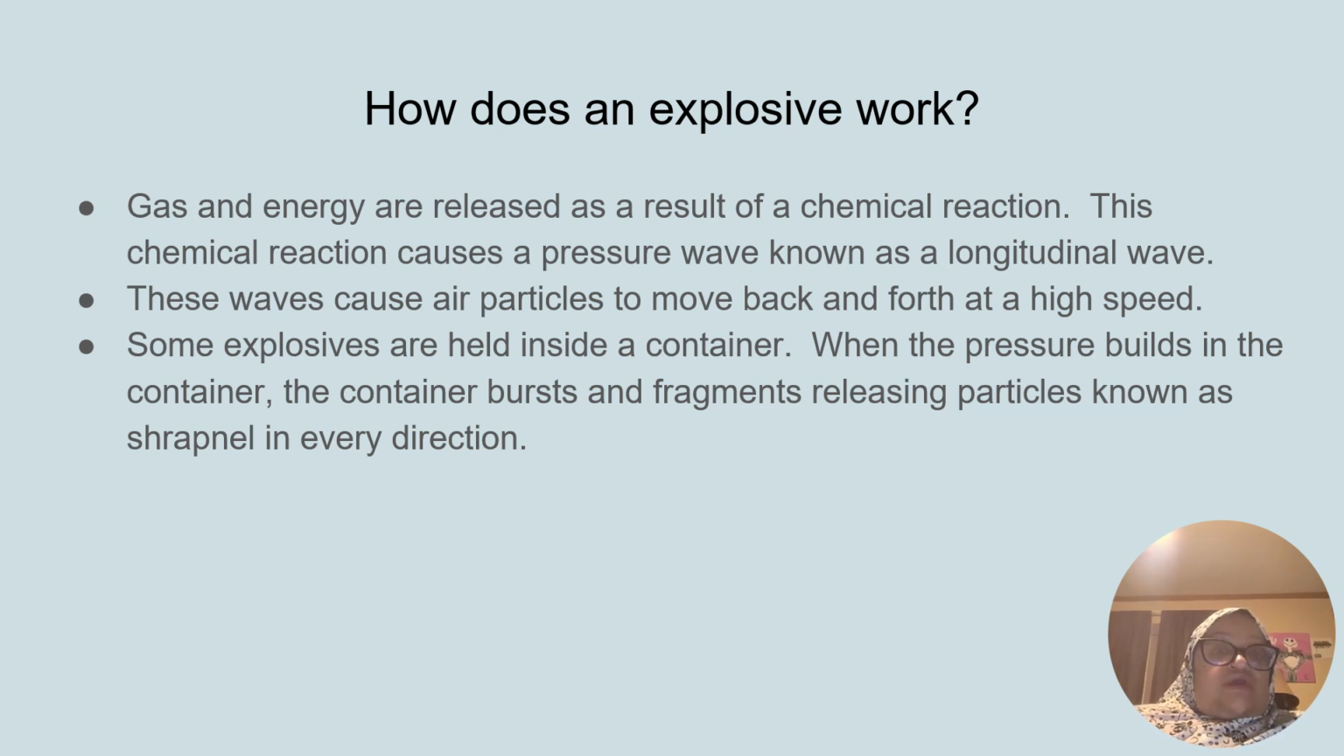These waves cause air particles to move back and forth at high speed, which causes the damage that you see in an explosion. Some explosives are held in a container, such as a pipe bomb. When the pressure builds, the container bursts in fragments, releasing particles known as shrapnel in every direction. Sometimes, when people make their own homemade bombs, they will put things like nails and glass in it to increase the amount of shrapnel that is present and cause the maximum amount of damage.